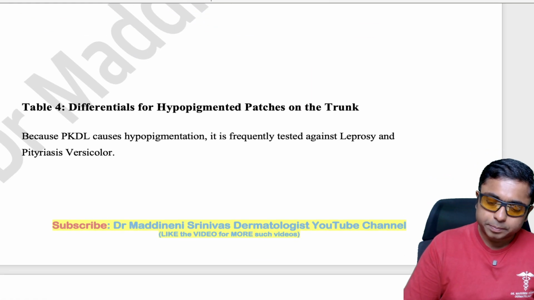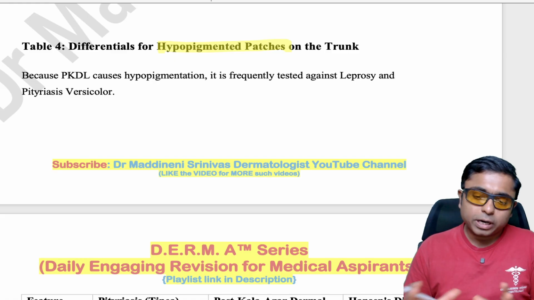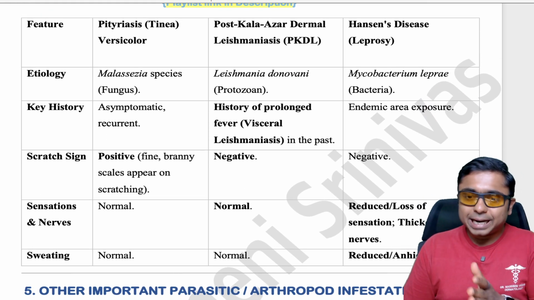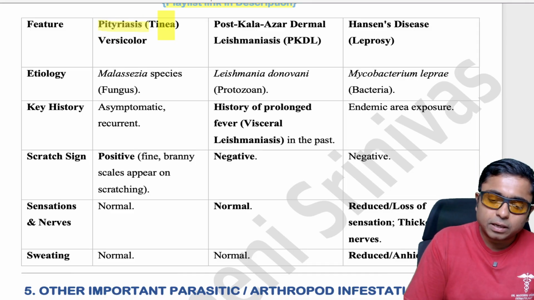Very important to remember. If there are hyperpigmented patches over the trunk, they are important differentials which you need to consider: Pityriasis versicolor, PKDL, and also lepromatous leprosy. How to differentiate? We are going to see in this particular table.